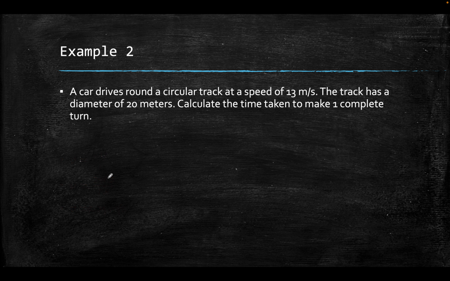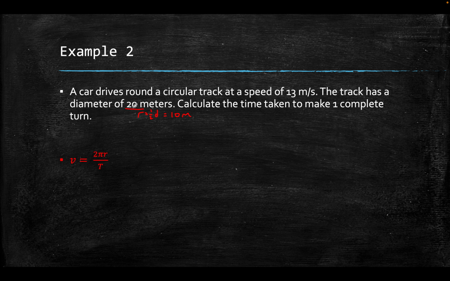A car drives around a circular track at a given speed. It has a diameter. Find the time to make one complete turn. Now we need to find time, but I have a diameter. That's not good. The radius, I know, is half of the diameter. I mentioned that earlier. So my radius will just be 10 meters. Now I can use that in my formula.